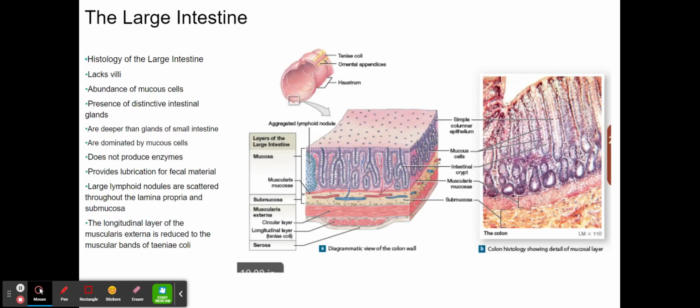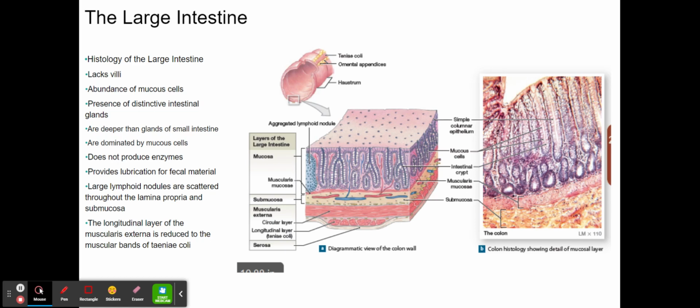The circular muscle layer of the muscularis externa in this region forms the internal anal sphincter. The smooth muscle cells of the sphincter are not under voluntary control. The external anal sphincter, which guards the anus, consists of a ring of skeletal muscle fibers that encircles the distal portion of the anal canal. This sphincter consists of skeletal muscle and is under voluntary control.